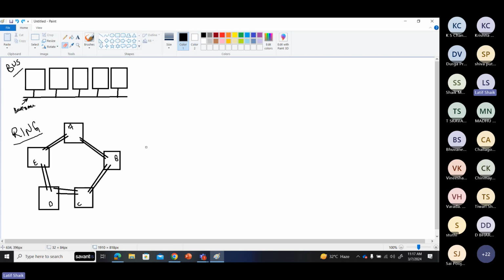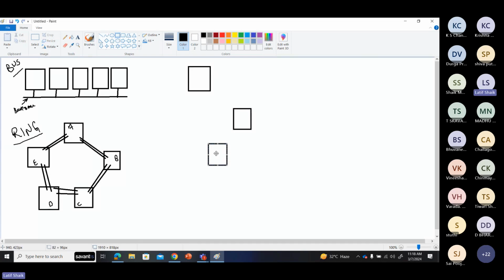So these bus topologies may have been used in earlier days. Nowadays, we are not using them at all. And ring topologies also may have been used in earlier days. Nowadays, we are not using them at all. But this is also a topology. So, bus topology and then ring topology.